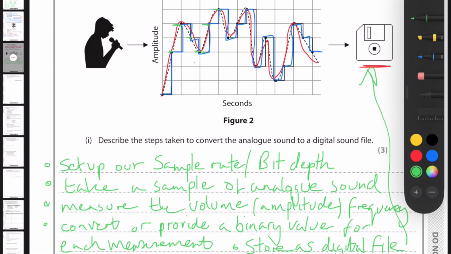Okay, so set up our sample rate, our bit depth, what we're going to save it as. Take a sample of the analog sound, which we've got here, seconds over amplitude. Measure the volume or the amplitude, frequency. Convert or provide a binary value for each of the measurements, these points here, and then store as a digital file.